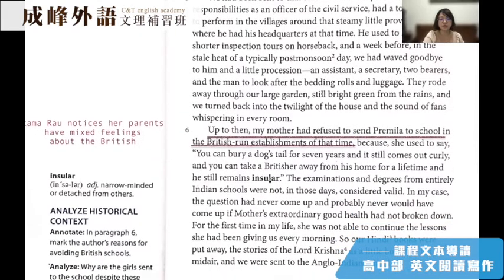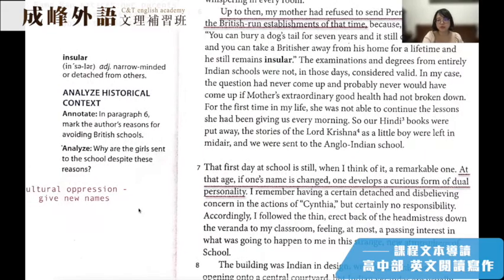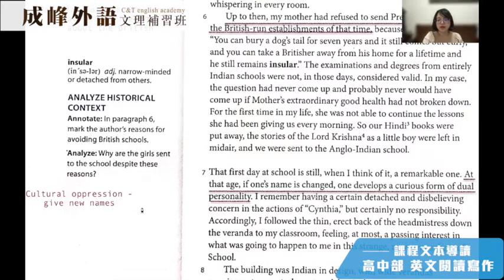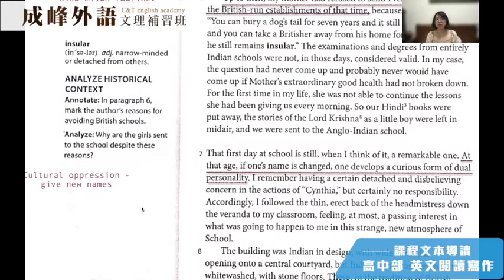Let's move down to number 6. "Up to then, my mother had refused to send Premila to school in a British-run establishment of that time." We talked about it earlier, and we also noticed the parents have mixed feelings about the British at the time. This next one is a remarkable line: "At that age, if one's name is exchanged, one develops a curious form of dual personality." Again, that's the same thing, the name change in this British school.